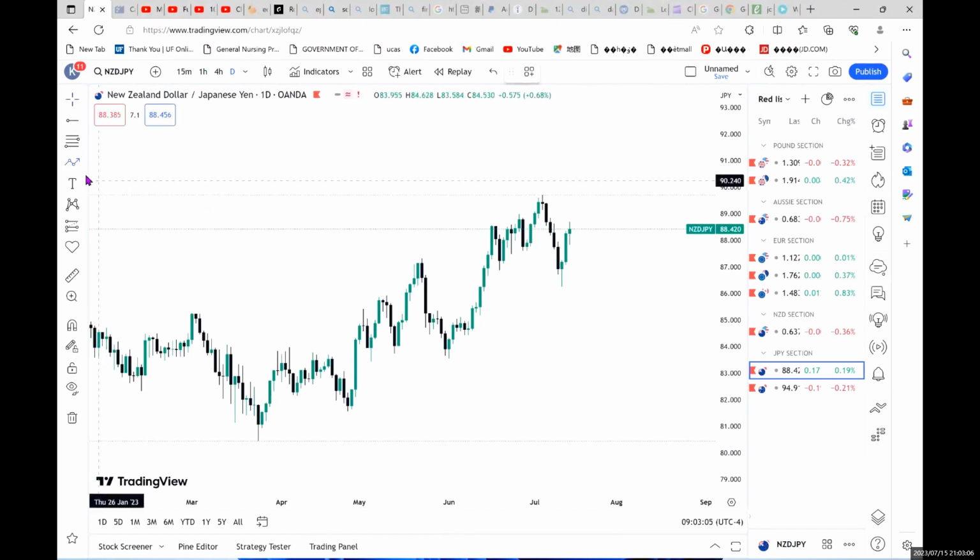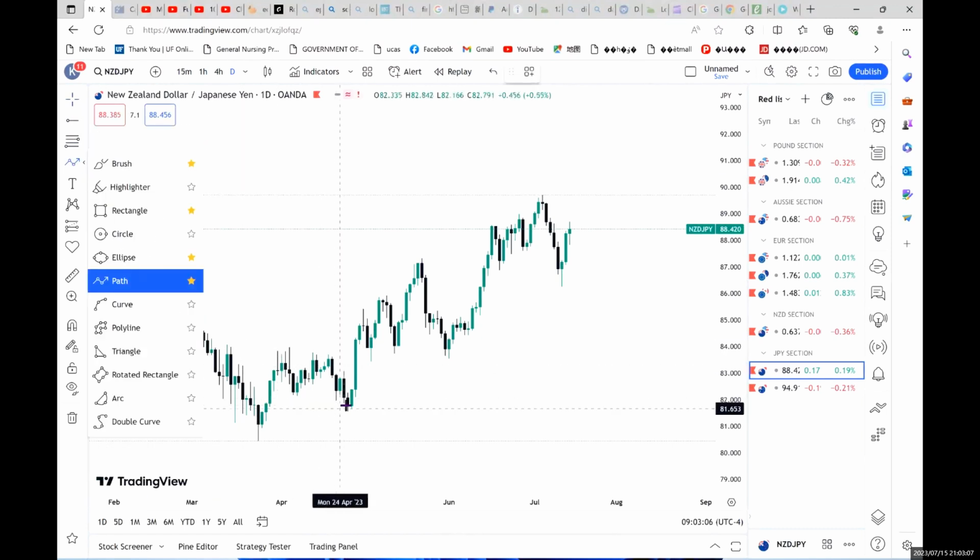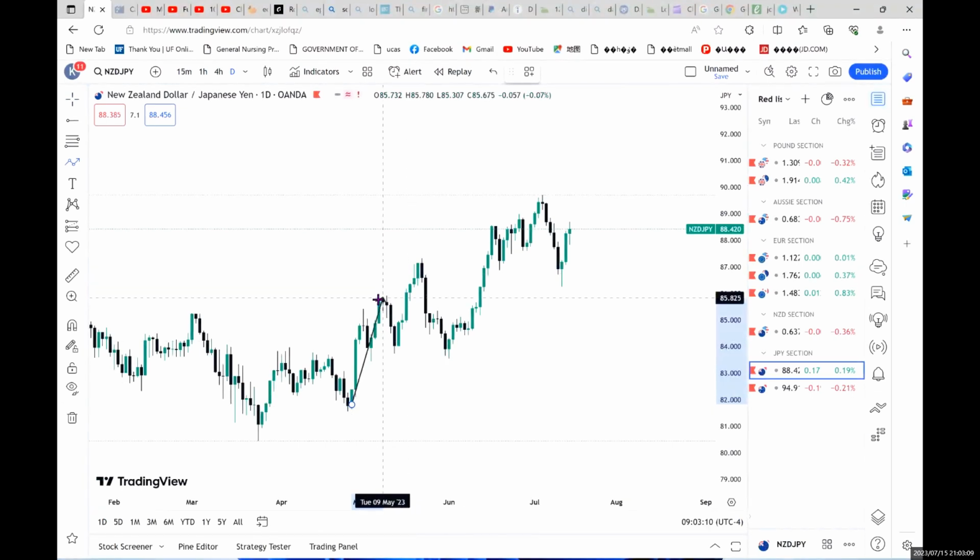Let me mark this off here so you can see it clearly. We had higher lows, higher high, higher lows, higher high, higher low, higher high. And then we had these little structures here, higher low, higher high, higher low, higher high. And our price then gave us our pullback, and now we're moving back up to the highs.